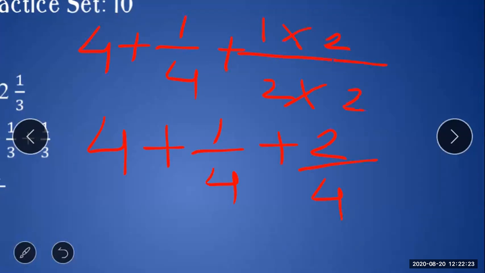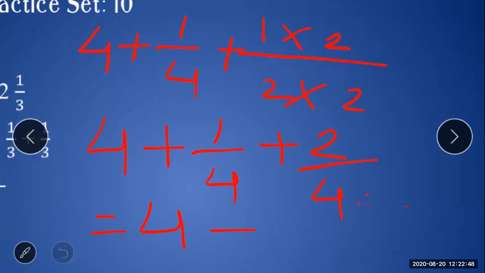Now here what we got? We got the denominator equal. What are we going to do? We have to take the integral part, 4, plus the denominator 4 as it is, and 1 plus 2. So 1 plus 2 upon 4. So here we got the last step for solving it.